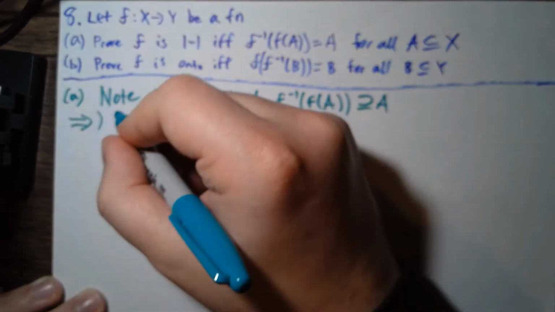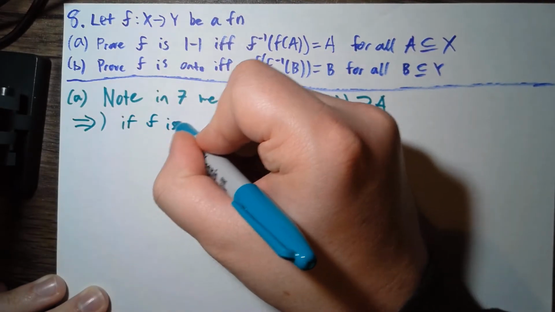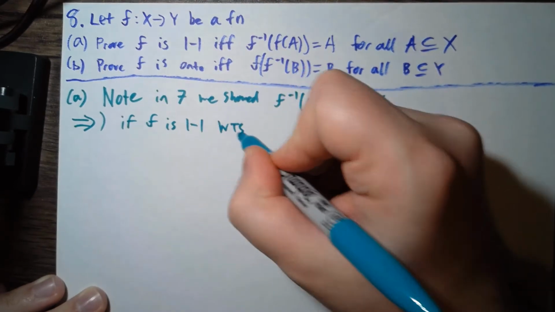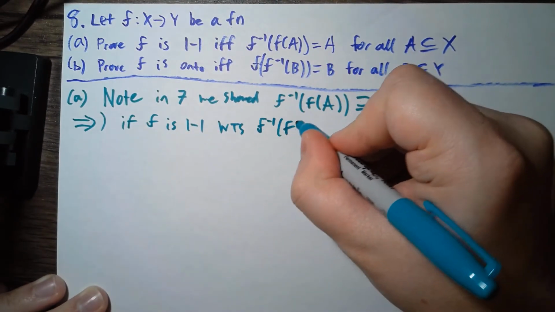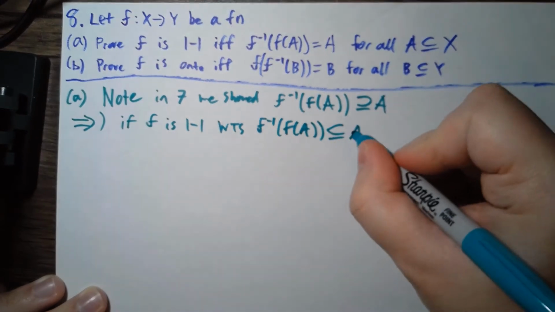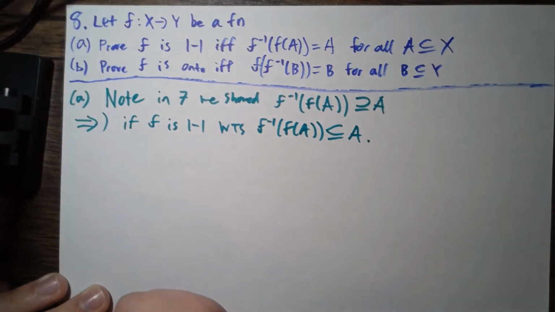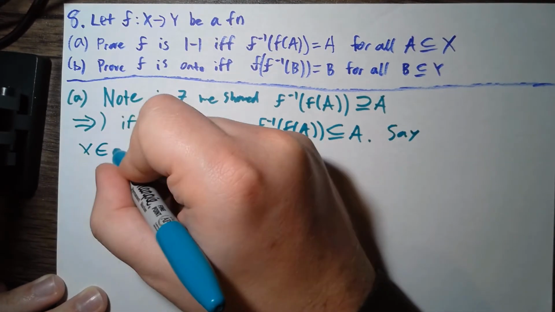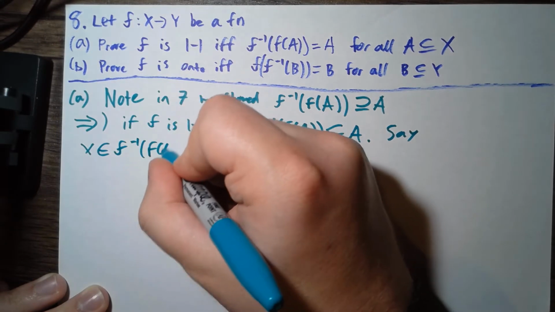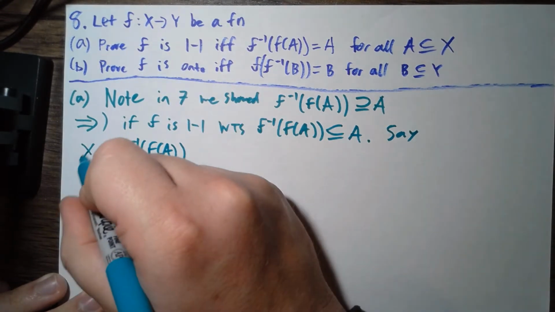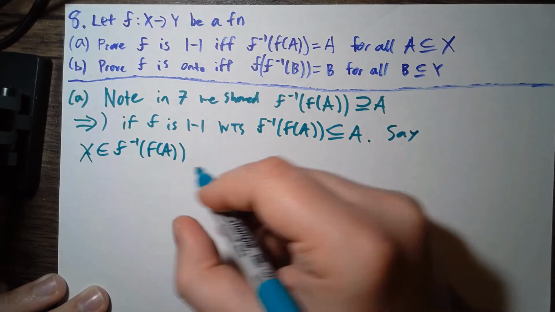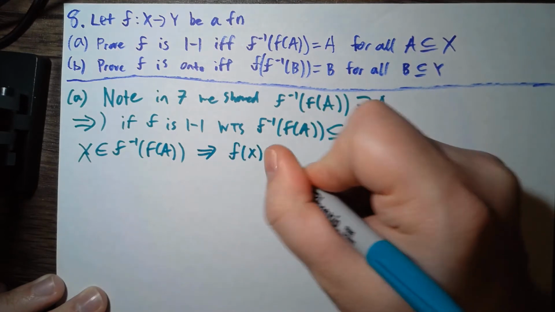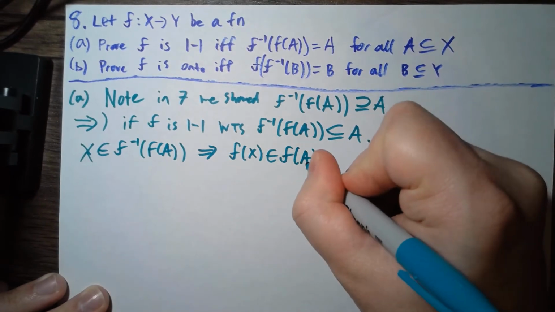So for the forward implication, if f is 1 to 1, then we just need to show this other inclusion for the equality of sets. So this is what we want to show. Say that we have x in f inverse of f of A. Since x is in the preimage of f of A, this implies that f of x is in the image of A under f.